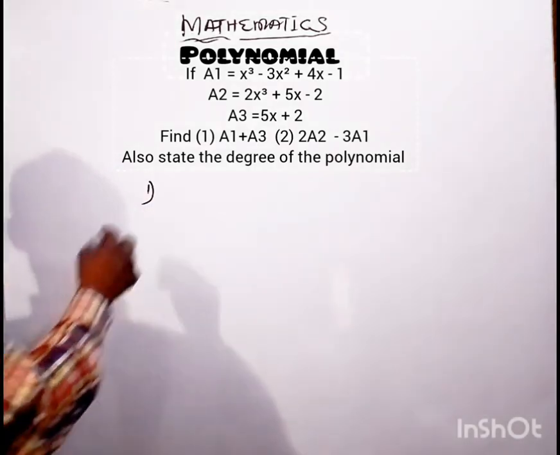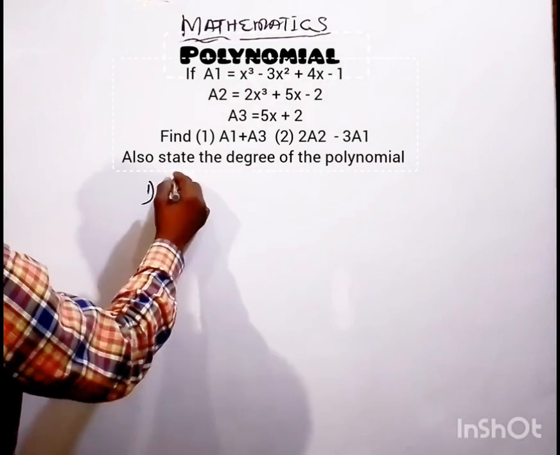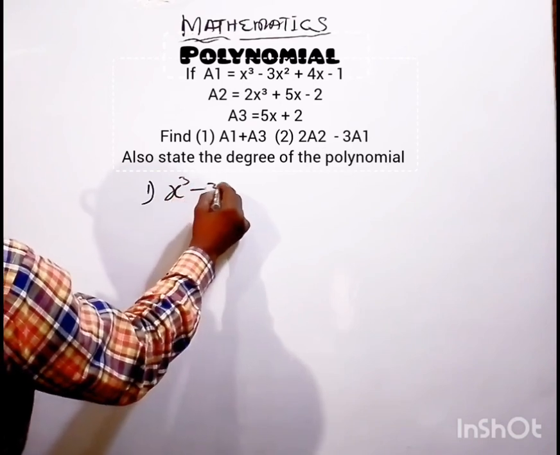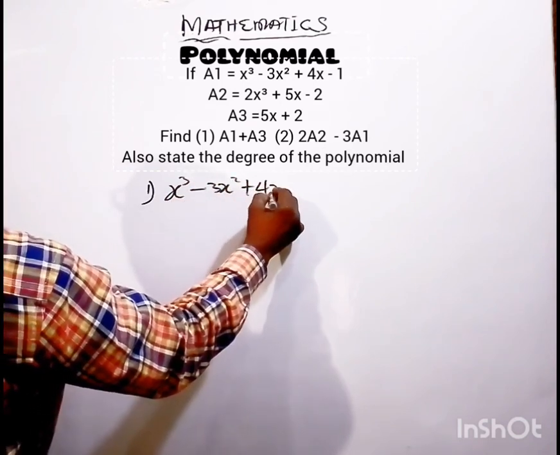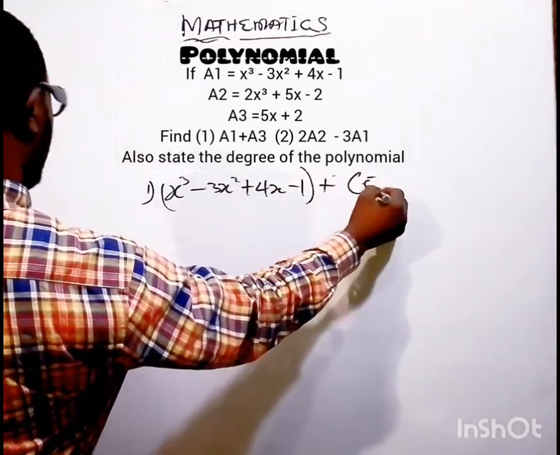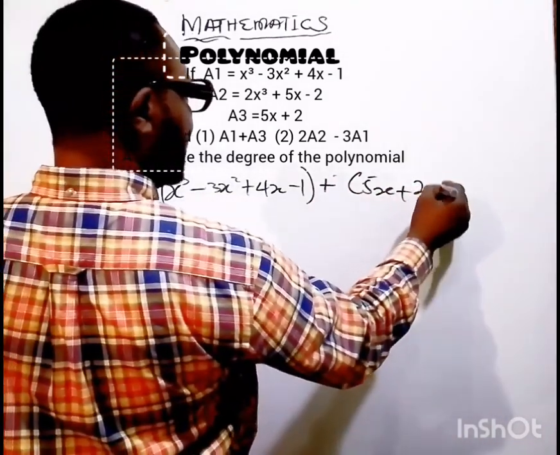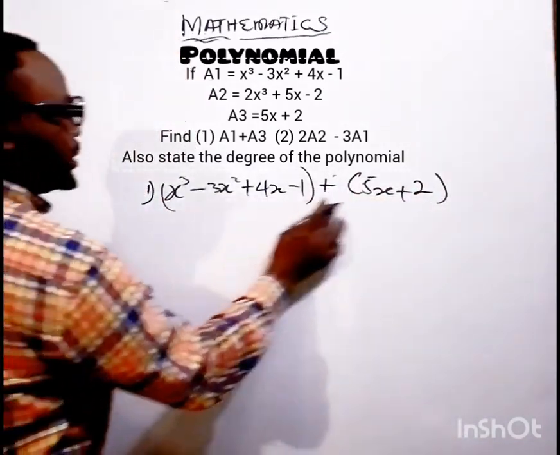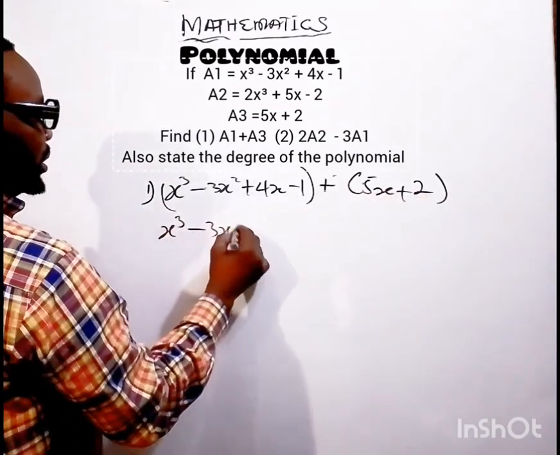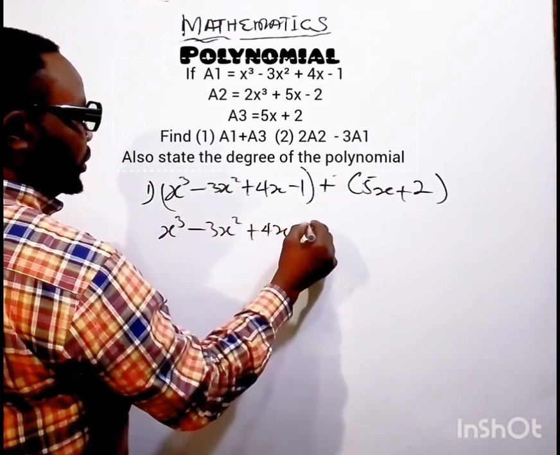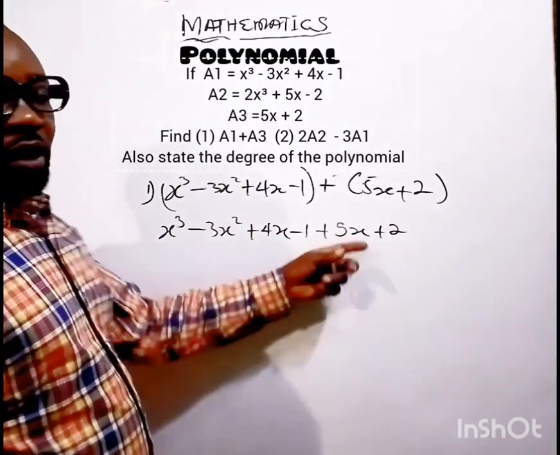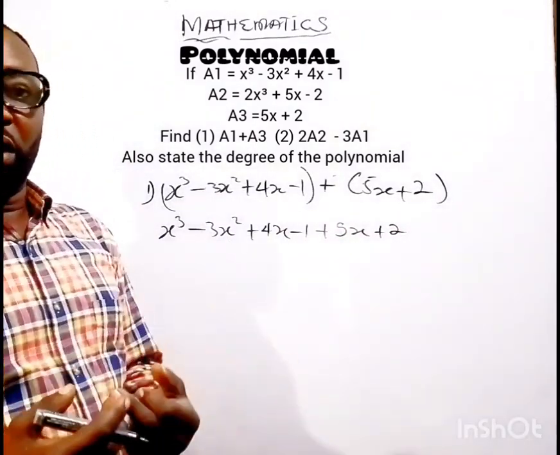Number one question, we are going to add the terms that we are given. The term we are provided with is A1, that is x cubed minus 3x squared plus 4x minus 1. We are asked to add it with 5x plus 2, which, adding these terms together, we are going to open this bracket up now. We're going to have x cubed minus 3x squared plus 4x minus 1 plus 5x plus 2. The next thing we will do here is to collect the like terms. Bring those terms that look alike together.